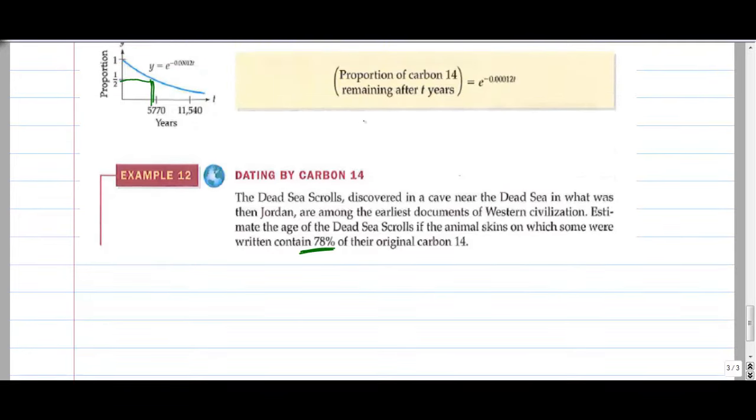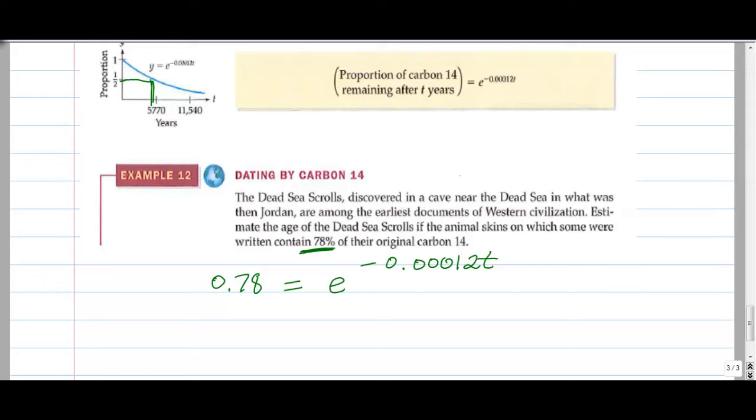So look at this formula up here. The left-hand side is the proportion of carbon-14 remaining. So how much carbon-14 is remaining? 78%. What's that as a decimal? 0.78. So 0.78 is the left side, and the right side is this function, e to the negative 0.00012t. Now we want to get the t by itself, so we have to get rid of that e.